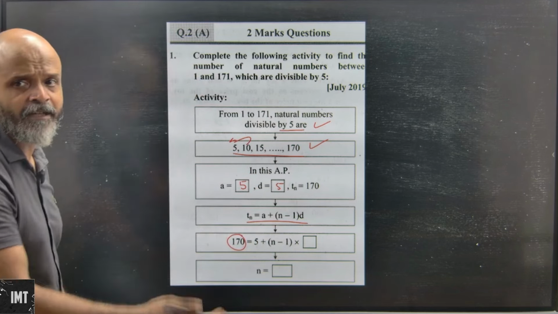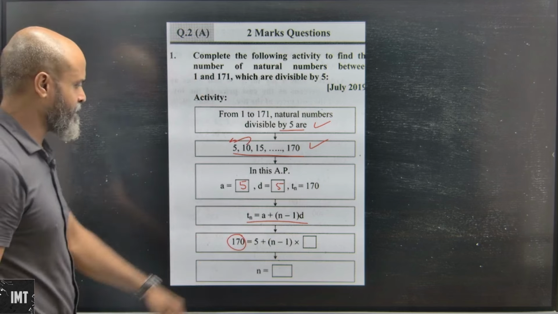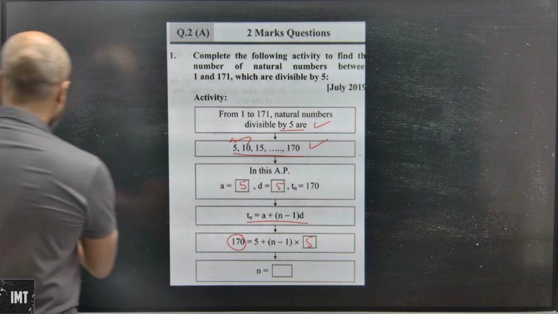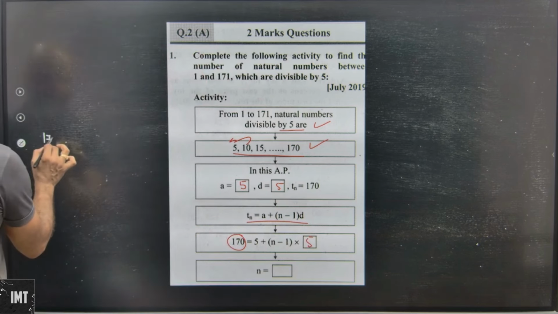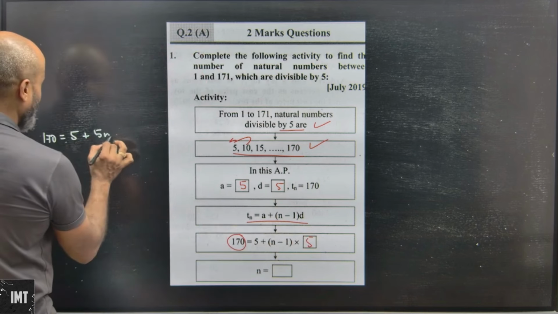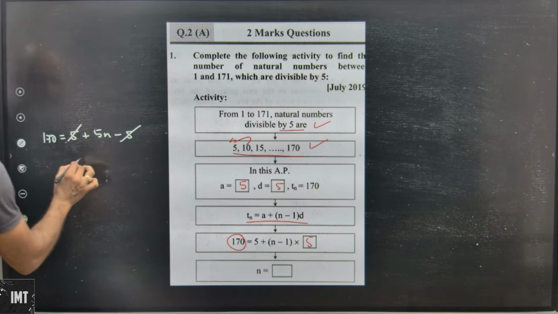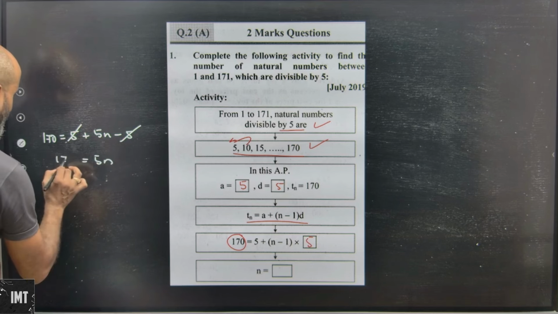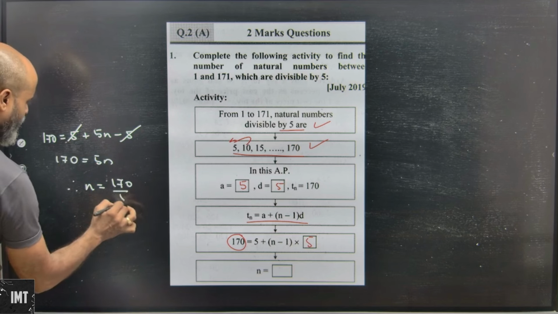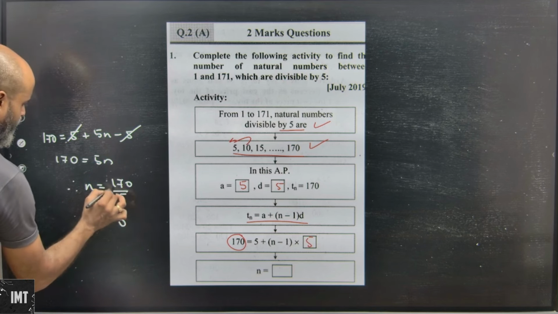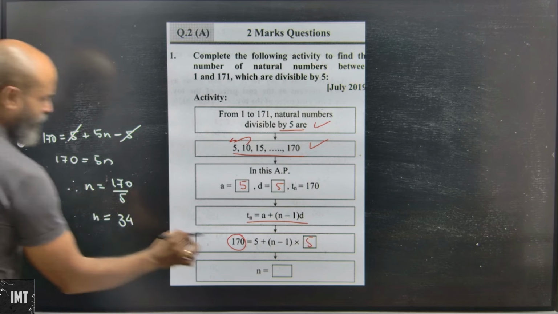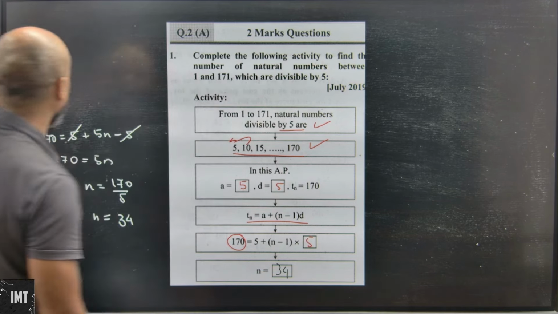This is basically a fill in the boxes question. 5 plus n minus 1 into D. So what is the value of D here? Okay, now let's calculate. Here we have 170 is equal to 5 plus, if you multiply this, 5n minus 5. This 5 and this 5 get cancelled. So 5n has a value of 170. So therefore n will have a value of 170 by 5. So that is 5 3s are 15, 5 4s are 20. So n will have a value of 34.